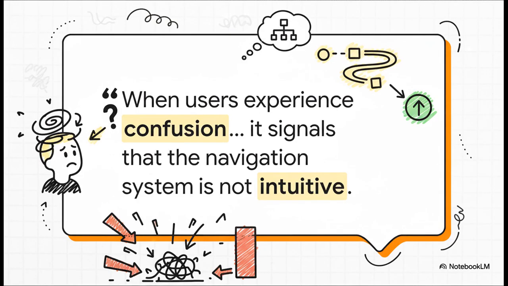And here's something that you really need to let sink in. User confusion is never, ever the user's fault. It is a design fault. It's a massive signal that the system we built just isn't intuitive, it doesn't work the way a real person expects it to, and that's on us to fix.